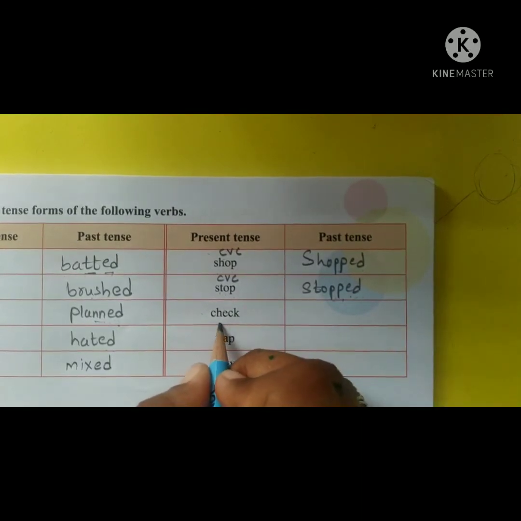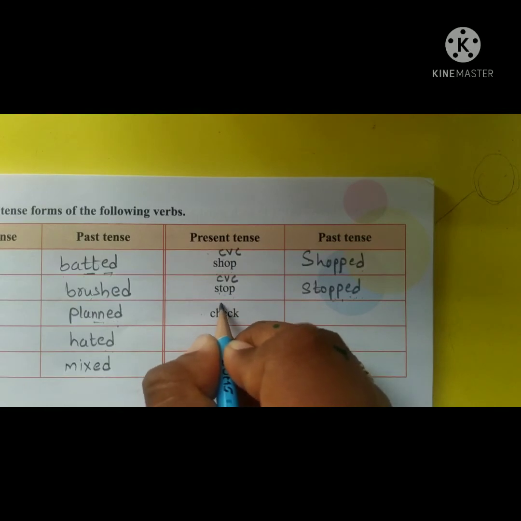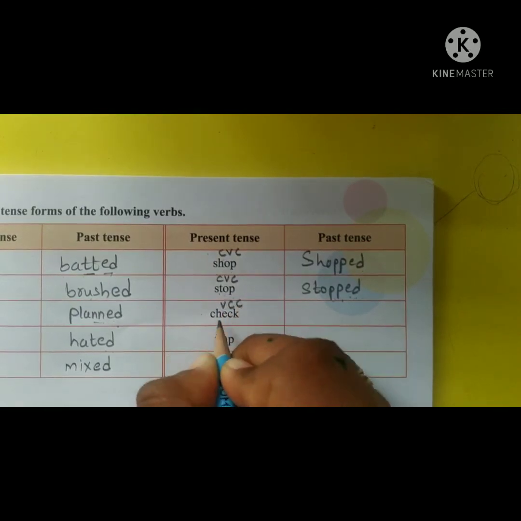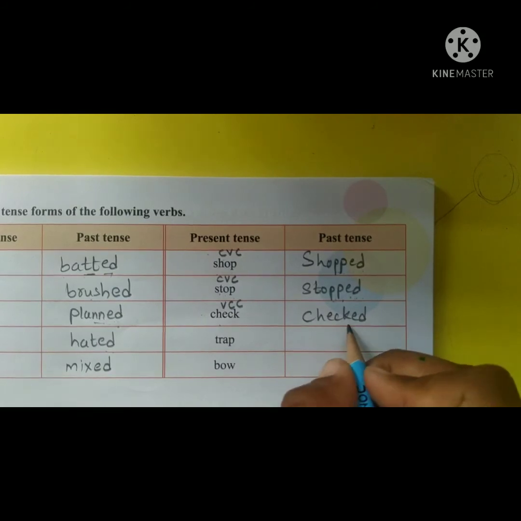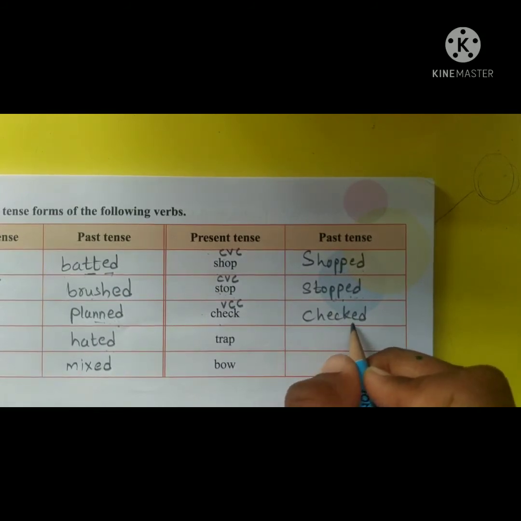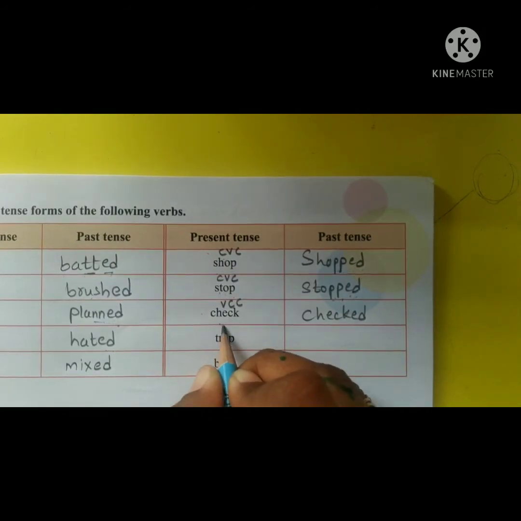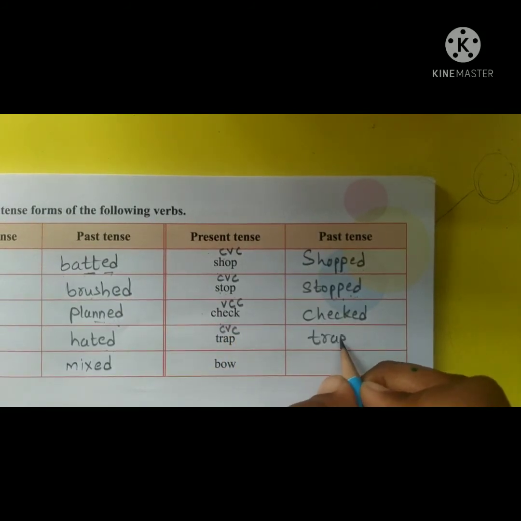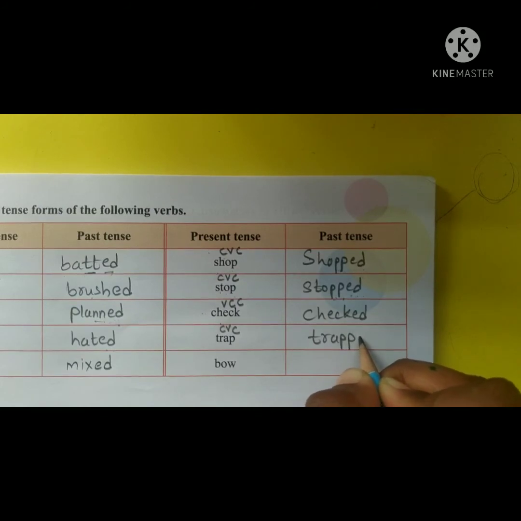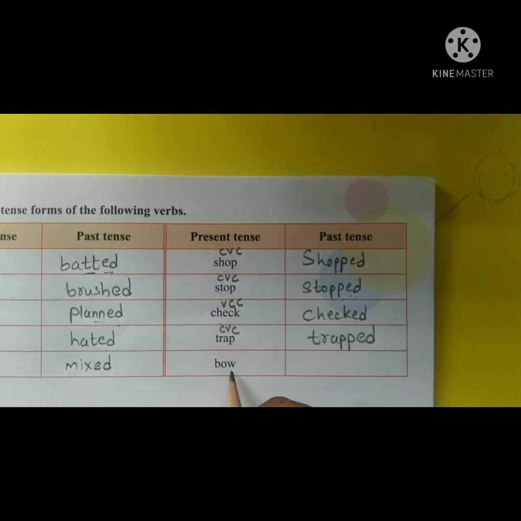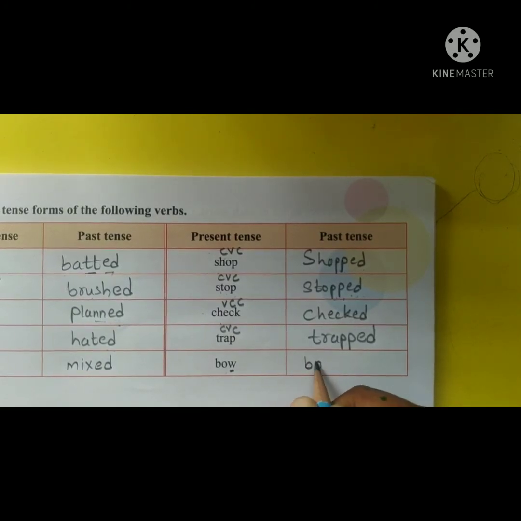Stopped. Check, C-H-E-C-K. Consonant, consonant, vowel, consonant, consonant. No, it is not in the pattern. So we need to add only ed. So it will become checked. And trap, T-R-A-P. T is the consonant, R is the consonant, A is the vowel, P is the consonant. So we need to double the P here, and by adding ed, trapped will become the past tense. Bow. If the word ends with W, we need not double it, just add ed to make it past tense. Bowed.